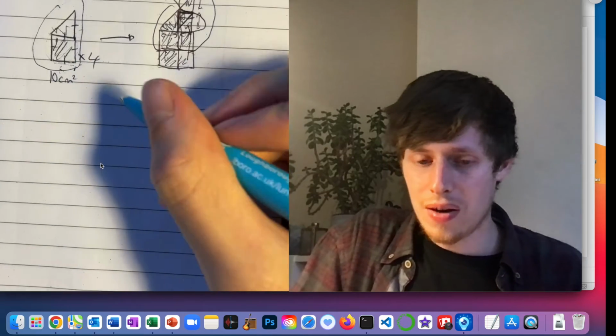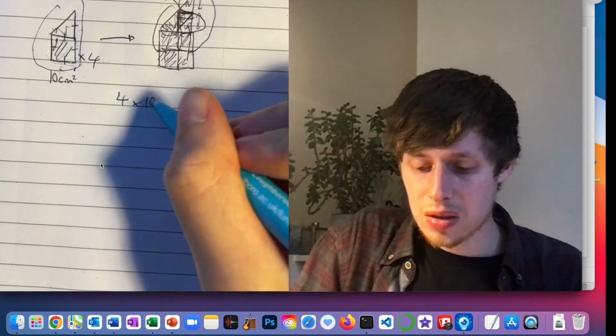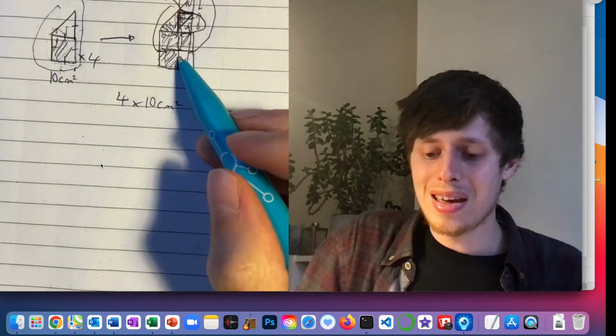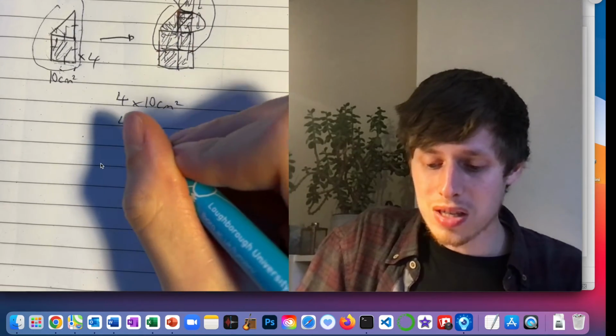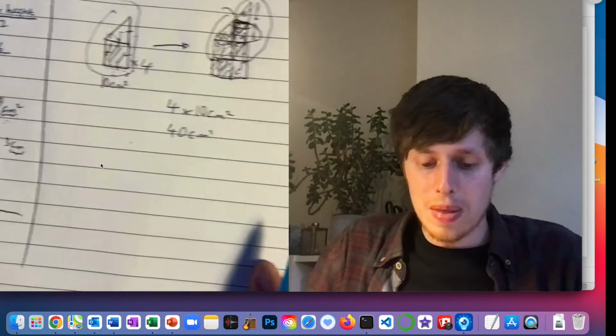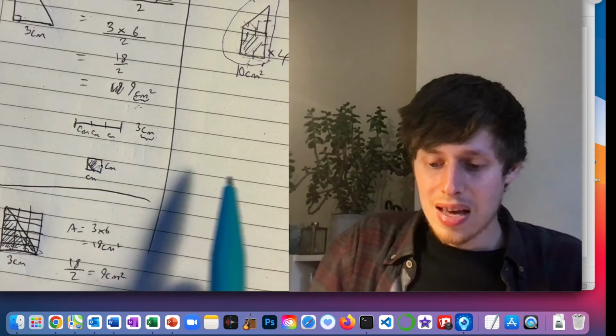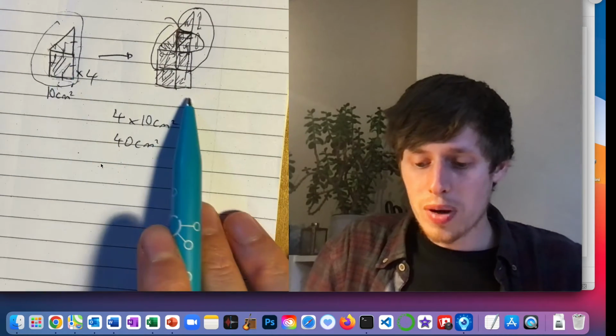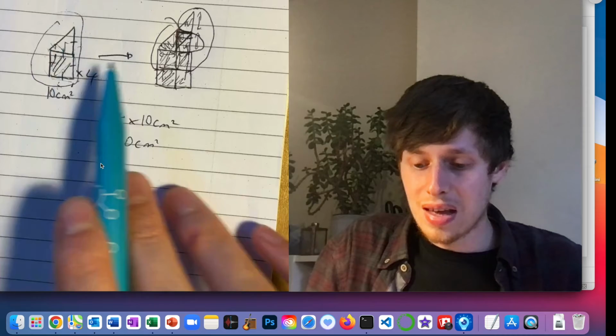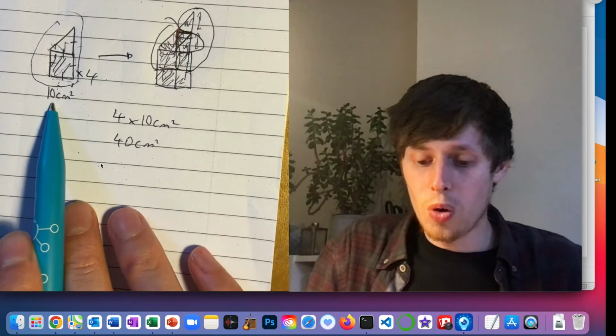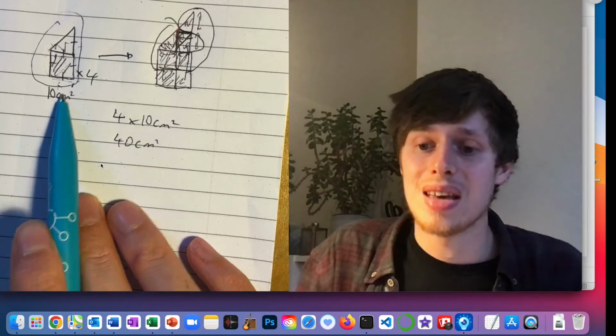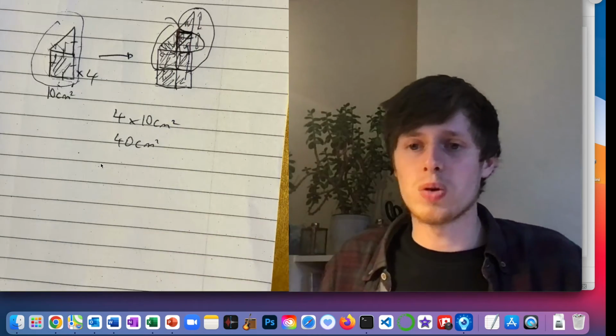Now that means that we have 4 lots of 10 centimeters squared area in the whole thing, which is 40 centimeters squared, right? Let's remember our centimeters squared. If 10 of them fitted in this one, well, because there are 4 copies of this in this, that means that there are actually going to be 4 lots of these 10 centimeters squared inside the big one, and so we have 40 centimeters squared.